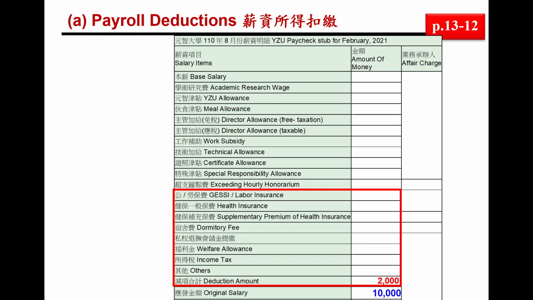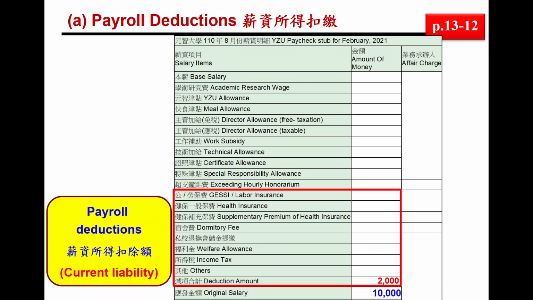Did you find out the deduction amount? So right now we talk about the deduction amount. That $2,000 is the payroll deduction, 薪资所得扣除额. Okay, so we talk about that $2,000. And this $2,000 is your company's liability, your company's current liability. So we talk about that $2,000.